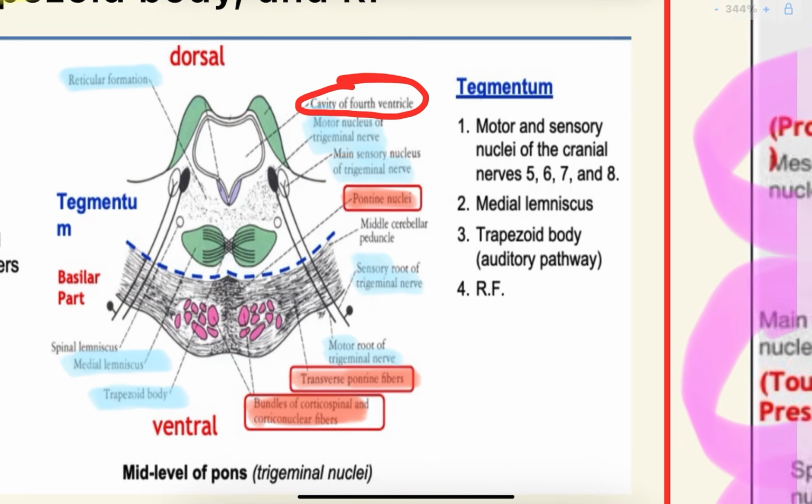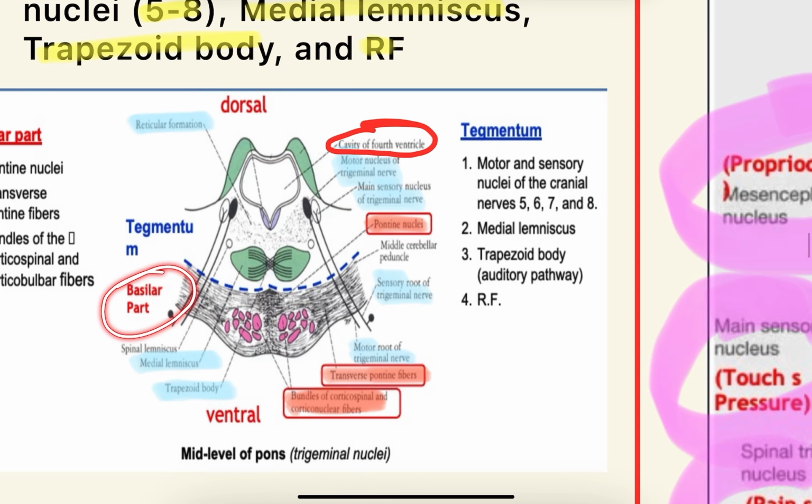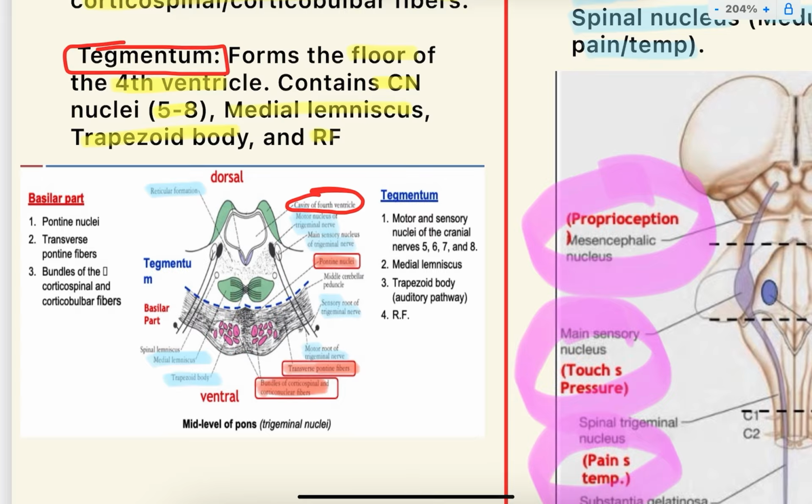So again, on the anterior part, the basilar part, the most important thing I will see is the pontine nuclei and the fibers that go to the cerebellum posteriorly via the MCP, and the corticospinal and corticobulbar. Whereas on the tegmentum or the posterior part, what will I see? I will see the floor of the fourth ventricle.